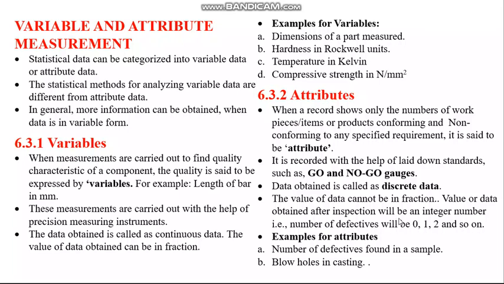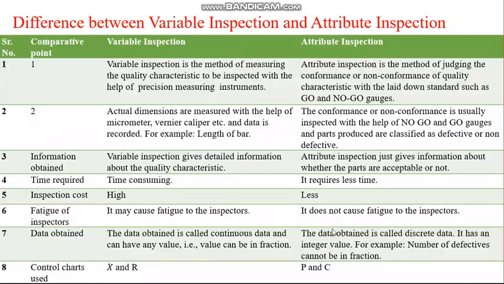The value or data obtained after inspection will be an integer number, like 0, 1, 2, and so on. Examples of attributes: number of defectives found in a sample, blow holes in a casting. These are the examples for attributes. Now here we are clearly differentiating between the variable inspection and attribute inspection. On the left side you have variable inspection, on the right side you have attribute inspection.